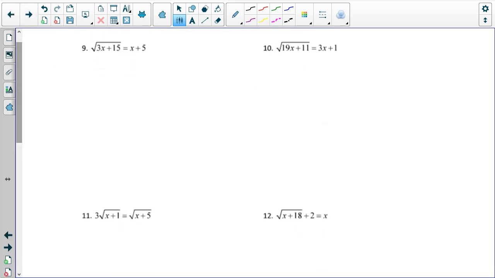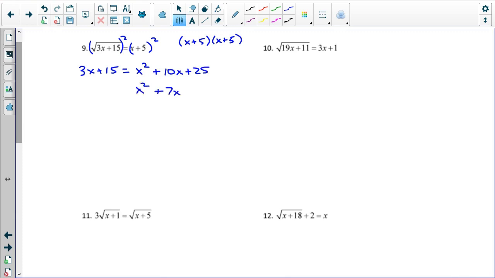Problem 9. I'll square both sides. Now, in this problem, when I square both sides, I have to be a little bit careful. 3x plus 15 does not equal x squared plus 25. I have to multiply x plus 5 times itself. So x squared plus 10x plus 25 using the distributive property. X squared plus 7x plus 10 equals 0 when I move everything over to one side.